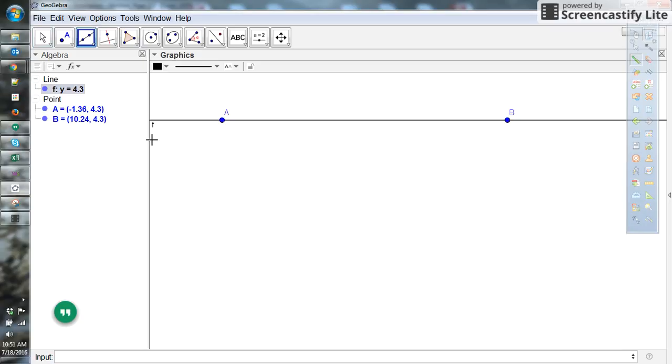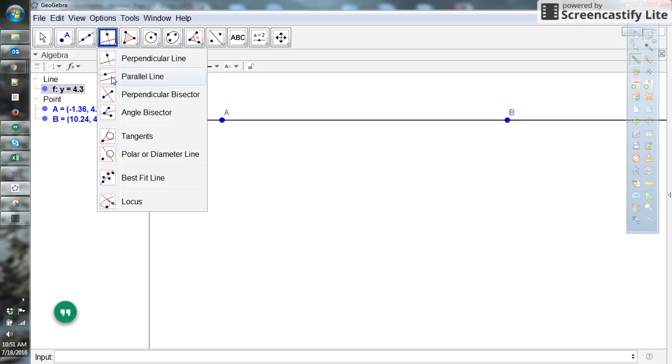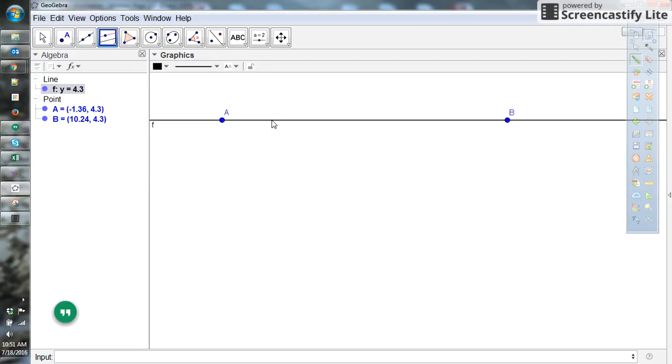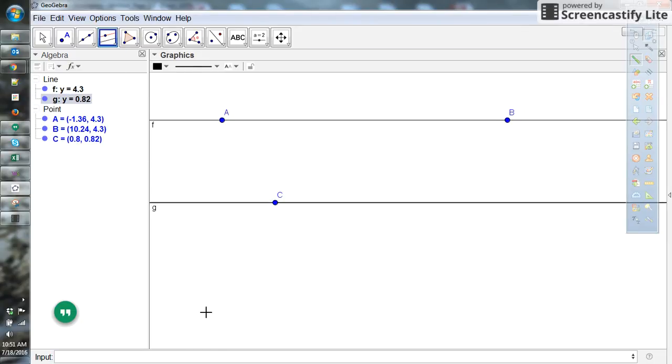Now I want a line that's parallel to it. And GeoGebra actually has a parallel tool. Whenever you scroll over these tools up top, it gives you an idea of what's there. If you hit the down arrow, it gives you more. And I want a parallel line. So I'm going to click on my original line, and then I'm just going to pick a spot to put my parallel. So now I have a second line G.